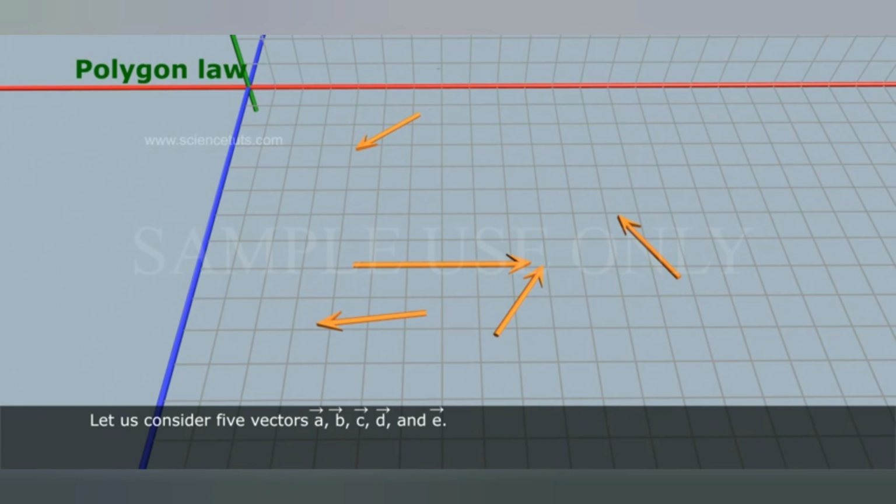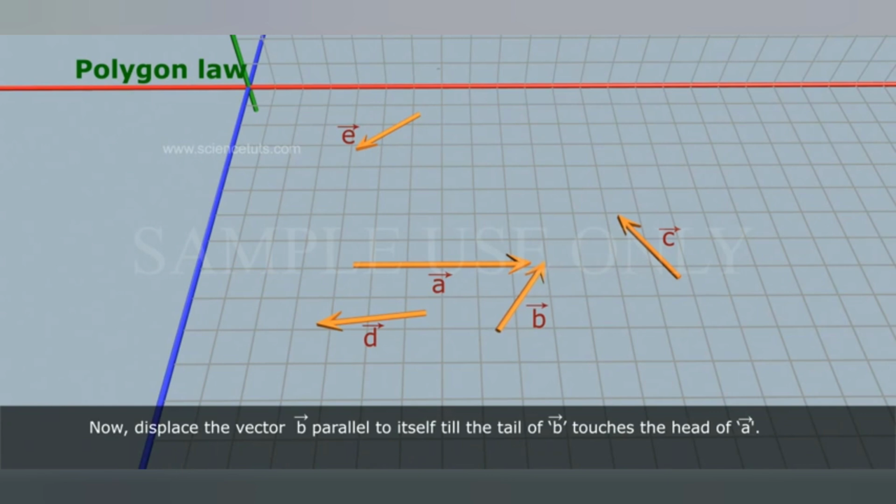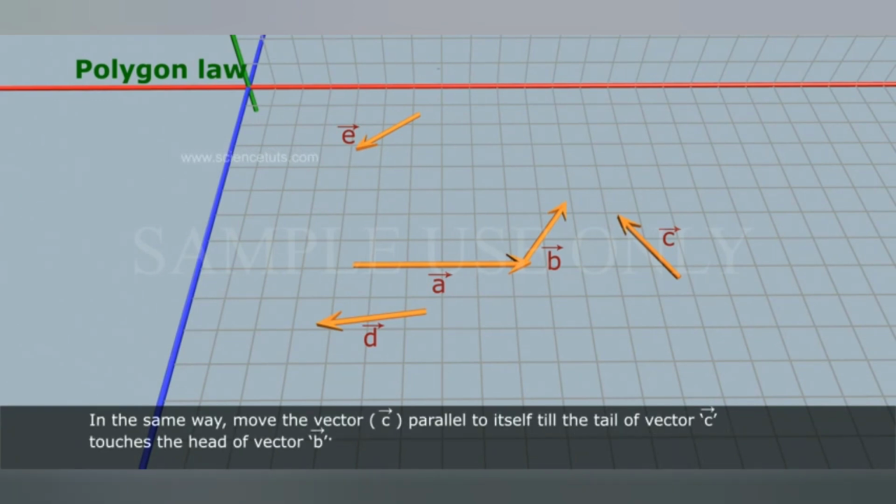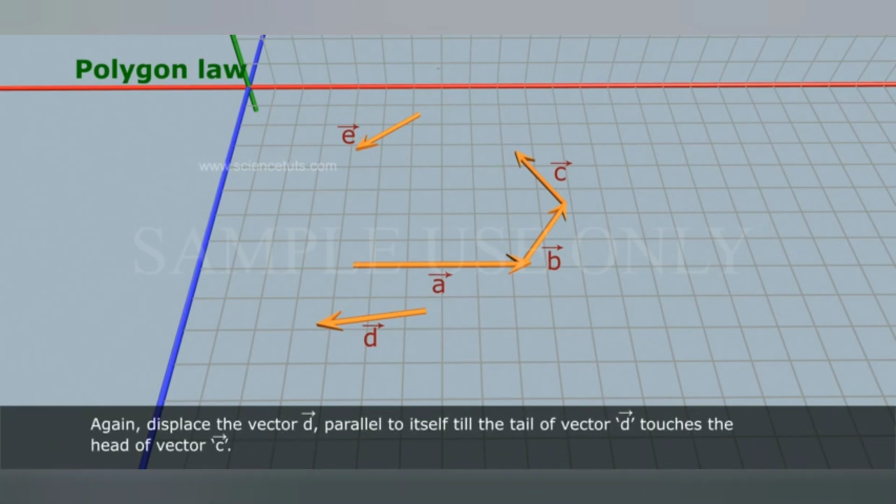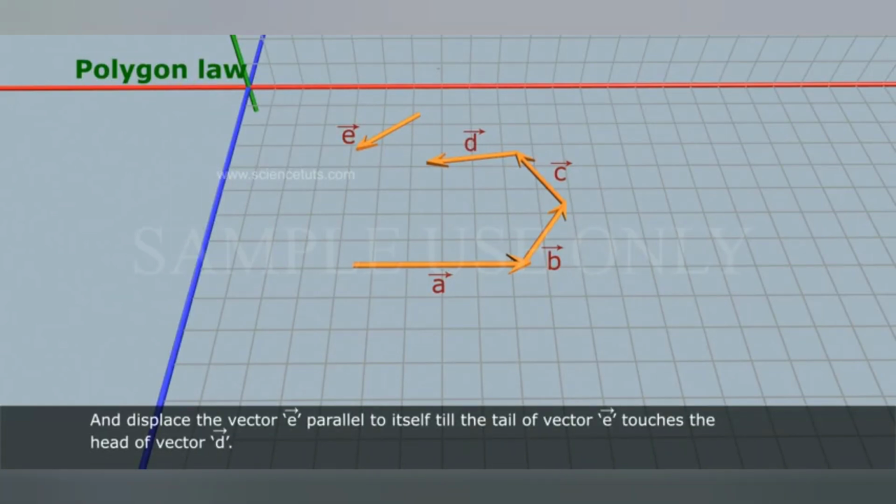Let us consider 5 vectors: A bar, B bar, C bar, D bar, and E bar. Now, displace the vector B bar parallel to itself till the tail of B bar touches the head of A bar. In the same way, move the vector C bar parallel to itself till the tail of vector C touches the head of vector B. Again, displace the vector D parallel to itself till the tail of vector D touches the head of vector C. And displace the vector E parallel to itself till the tail of vector E touches the head of vector D.